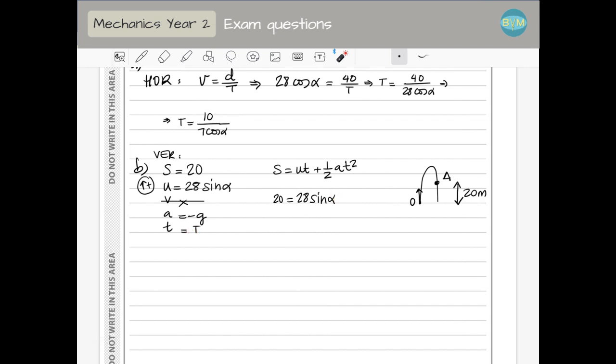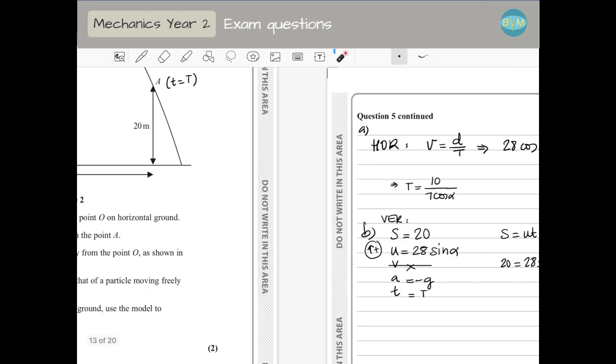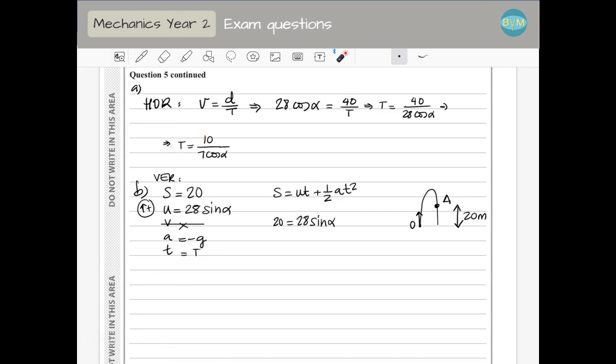This t, we are going to use the expression that we found from the horizontal velocity, because if you look at your equation, we have only alpha, and that will help us to eliminate t. So, to have sine divided by cos, which is tan, times 10/(7 cos alpha). Plus, in this case minus, because the gravity we say is negative, g divided by 2, and then the time squared.